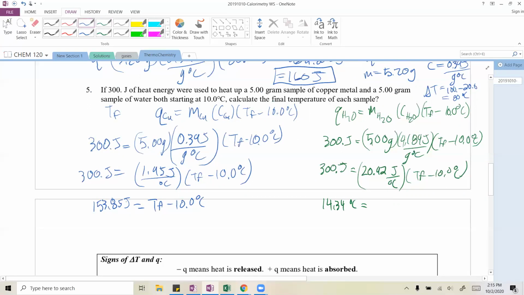That shouldn't be joules anymore. That should also be degrees Celsius. And that's our final minus 10.0 degrees Celsius. And so now we just need to add in that 10 to get our final. So that's 24.34 degrees Celsius. This one becomes 163.85 degrees Celsius. And you can see that there's a big change in the final temperature that we can reach for each of them. Water would barely get up to room temperature, and our copper is way past the boiling point of water. Right? So there's a big change in that.